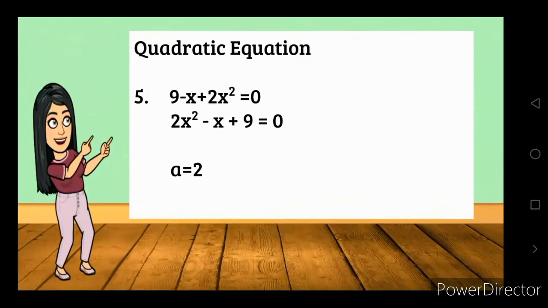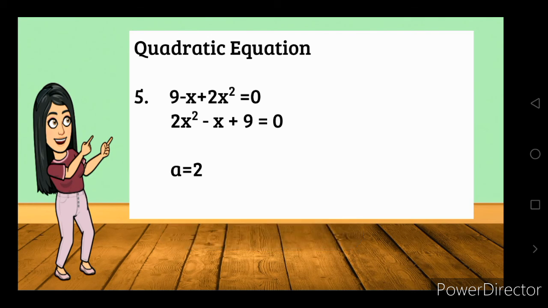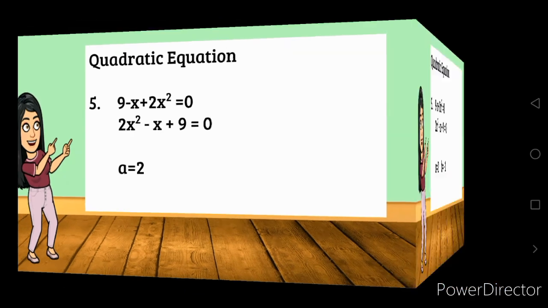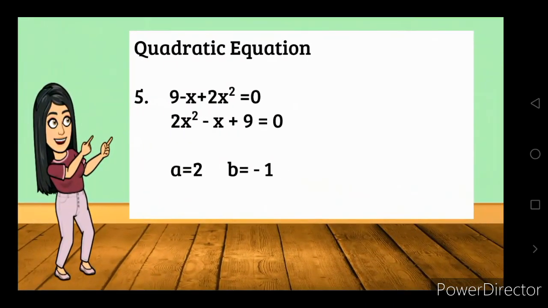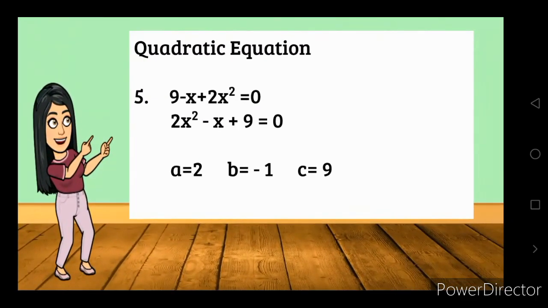Then let us identify the values of a, b, and c. a is equal to 2 because the numerical coefficient of the quadratic term is positive 2. Then b is equal to negative 1 because the numerical coefficient of the linear term is negative 1. And then the constant term, c, is equal to positive 9.